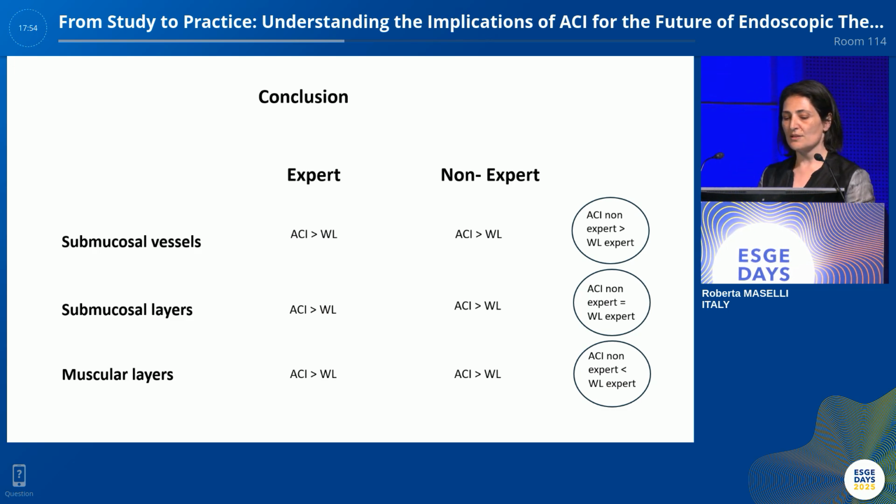And trying to have all together, for the three: submucosal vessels, submucosal layers, and muscle layers, even with expert and non-expert, ACI is performing better than white light. And in particular, ACI non-expert is better than white light in expert. Yeah, for the submucosal layers, it's quite the same. ACI for non-expert is not better than expert. So for mucosal layers still, we are ongoing and we need to understand, but for sure, this new technology will make a revolution also in the therapeutic endoscopy. Thank you.